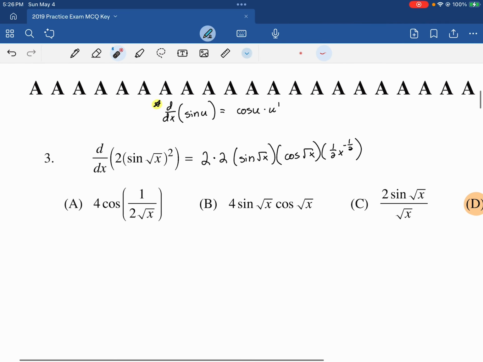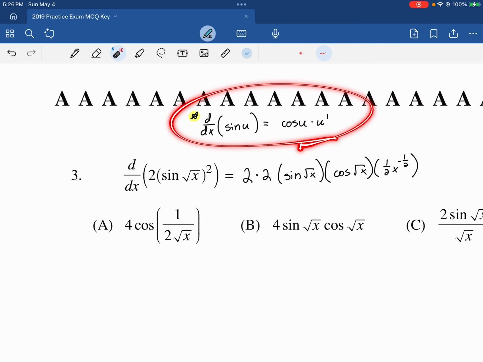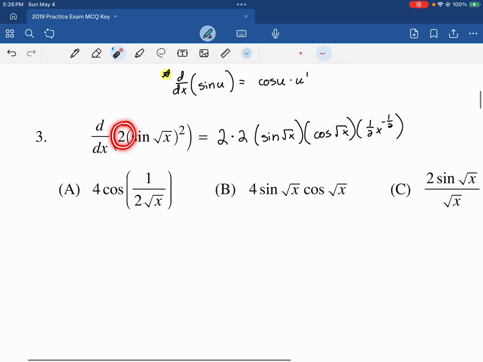Number 3 is a problem where you have to do the chain rule twice, and I'll walk you through why it's twice. Keep in mind that the derivative of the sine of something is the cosine of that same value times the derivative of that inside, so u prime in this case. So we have a 2, which is not doing any harm. I take the derivative of something squared. The 2 comes out to the front. It ends up here. I leave the inside the same.